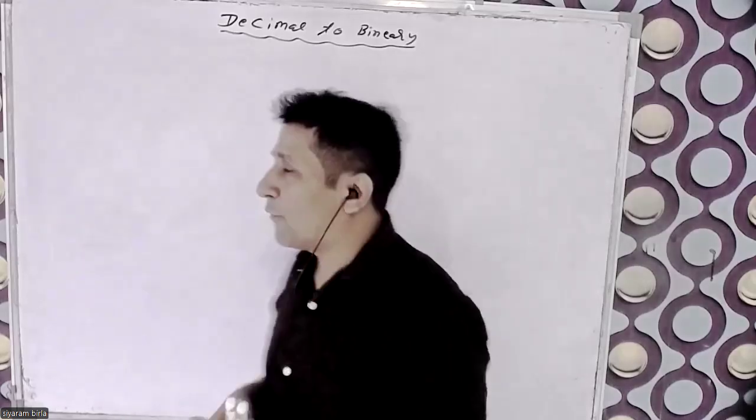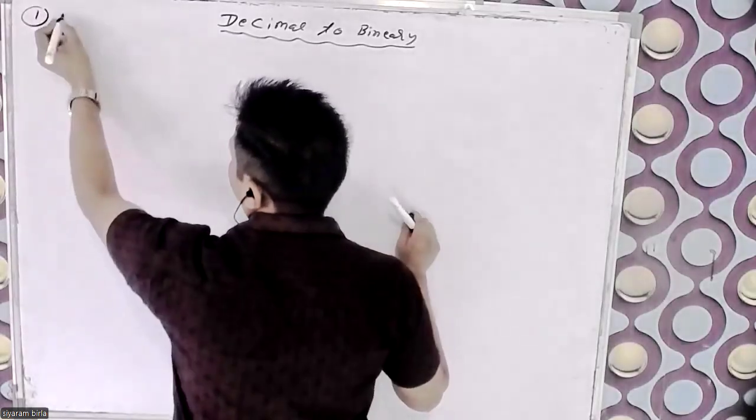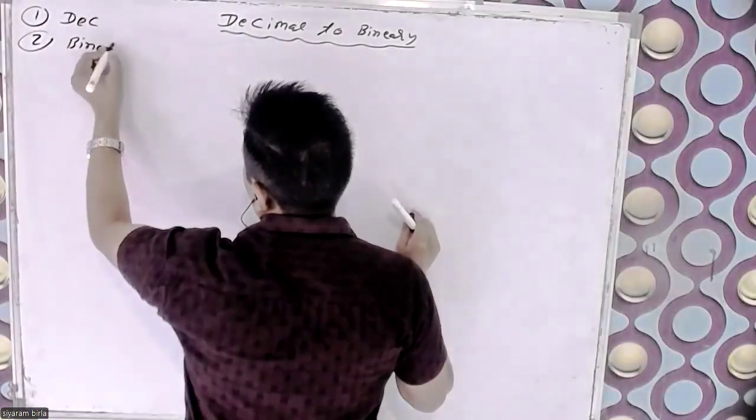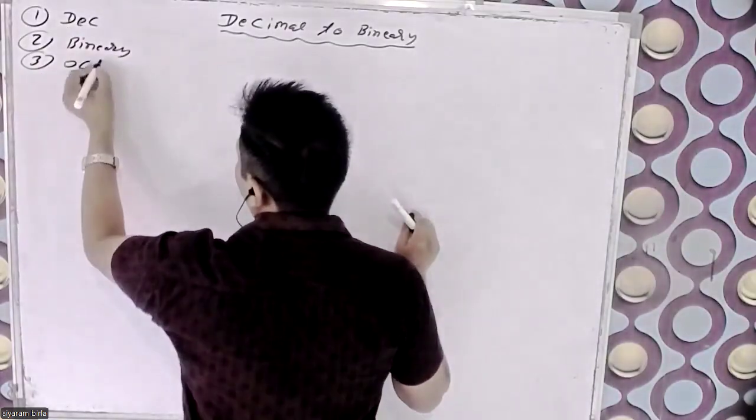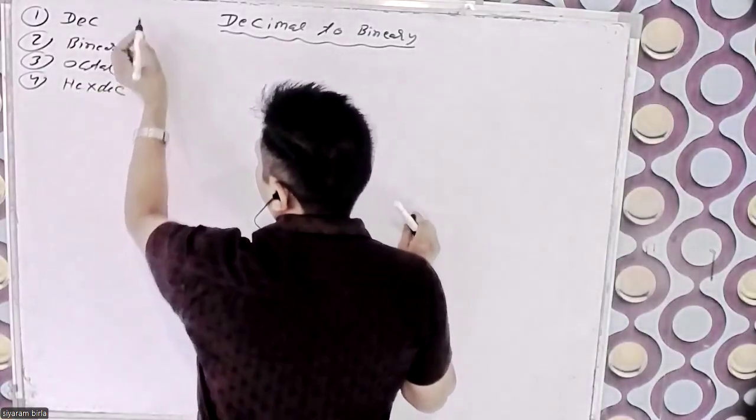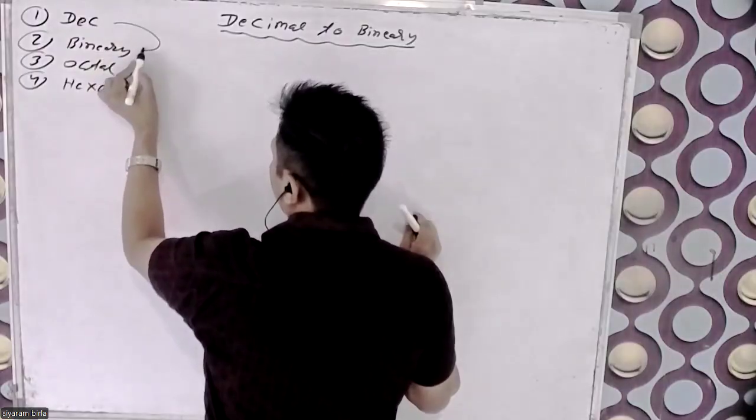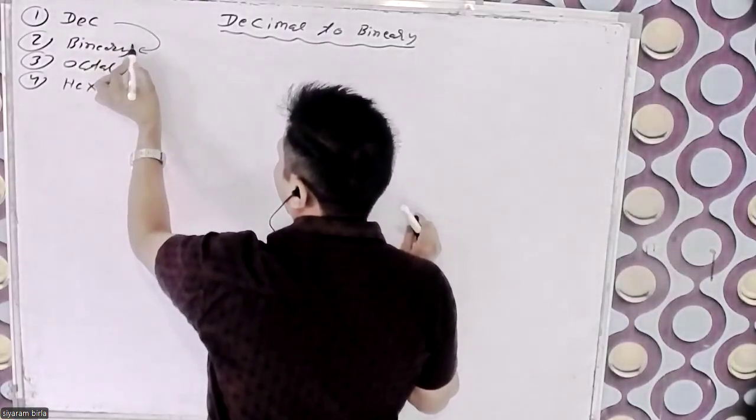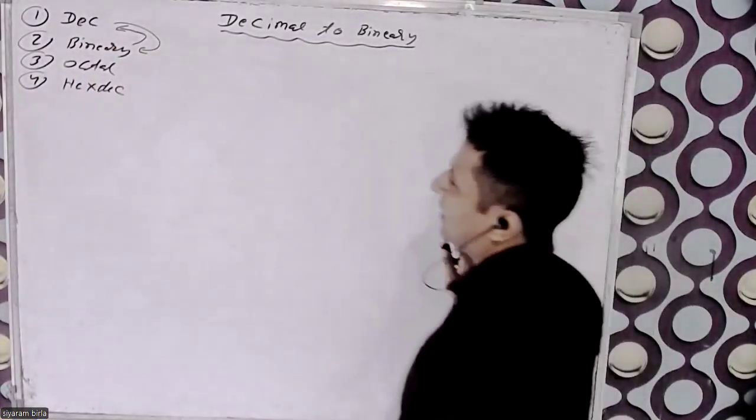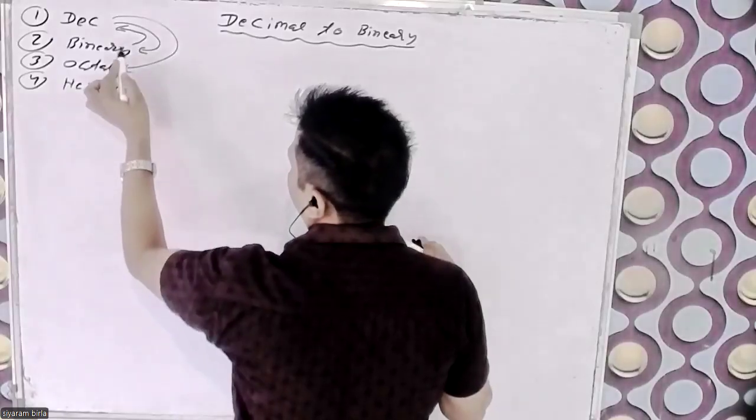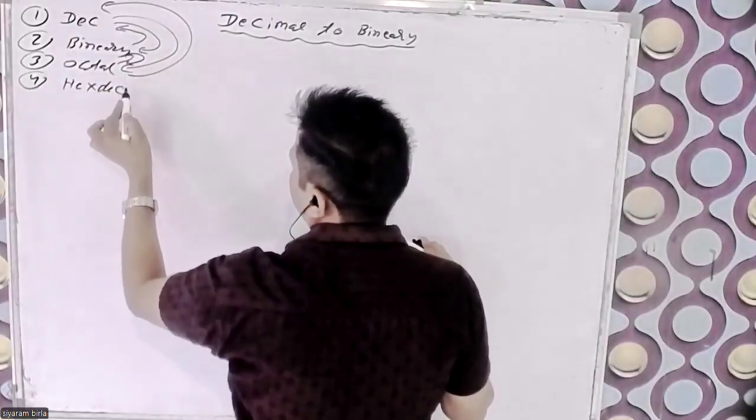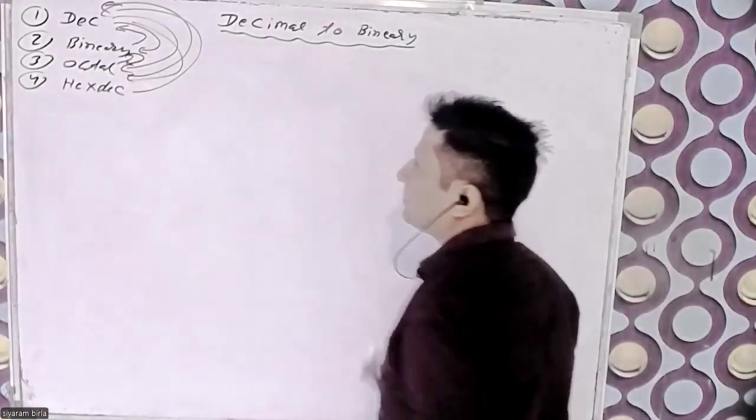In today's class there are four number systems. The first one is decimal, the second one is binary, the third one is octal, and the fourth one is hexadecimal. So one by one we will convert. First I will convert decimal to binary, and today I will also convert binary to decimal. In onward classes I will convert decimal to octal, binary to octal, octal to decimal, decimal to binary, everything like that.